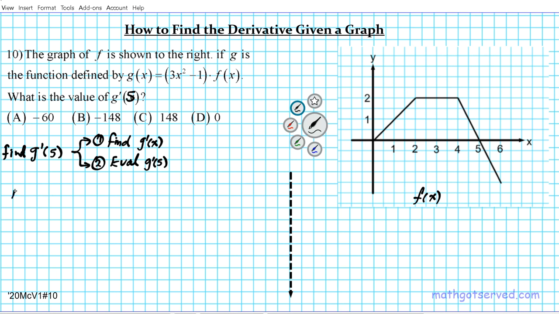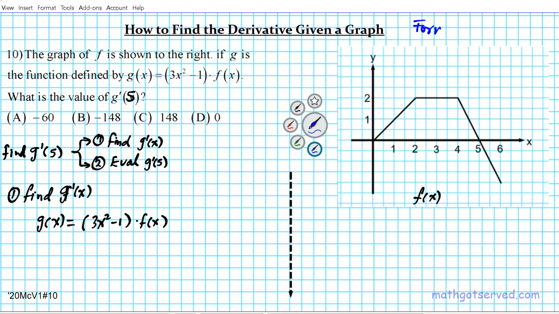All right, so for part 1, we want to find g prime of x. All right, so g of x is given by the quantity 3x squared minus 1 times f of x. So how do you differentiate a scenario like this? Notice you have a product, right? So that should tell you what formula we're going to use. We're going to be using the product rule.